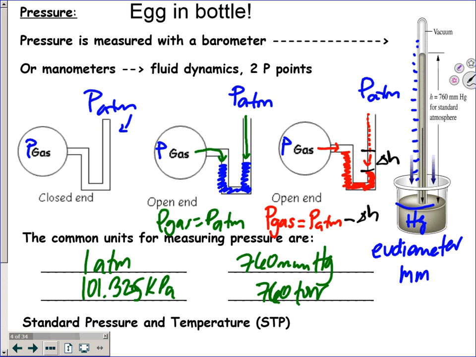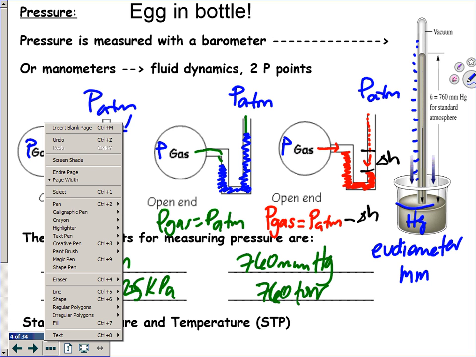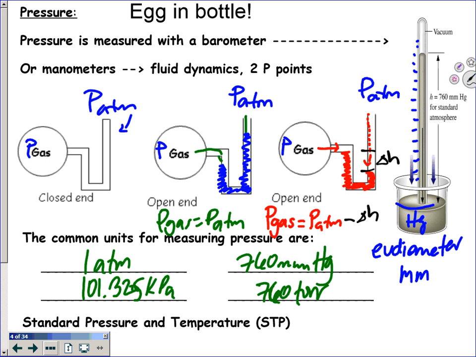So then vice versa, if I had this situation, what would I do to find the pressure of the gas? So I would have P gas equals what? P gas is equal to P atmosphere plus delta H. It's the point at which the height is at its extreme, and then where the other arm is in terms of level. This difference right here is called delta H. So I'm going to add delta H to the P of atmosphere.